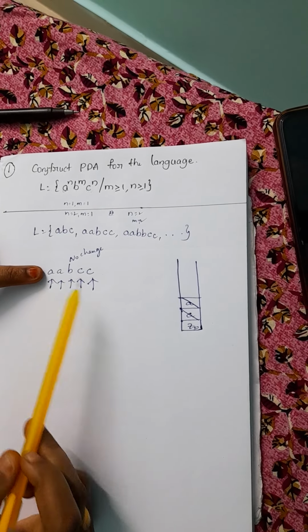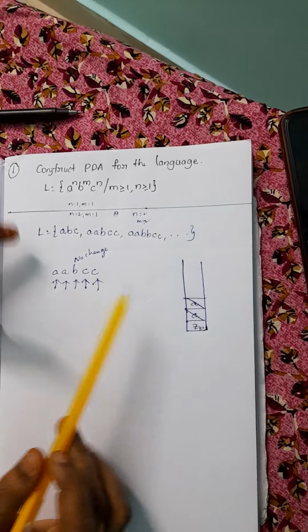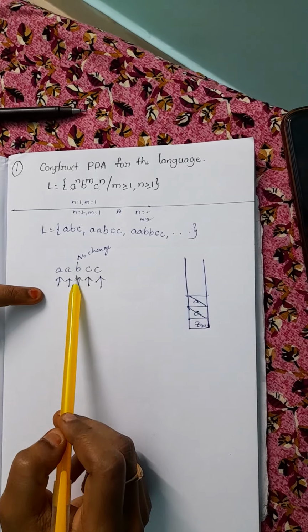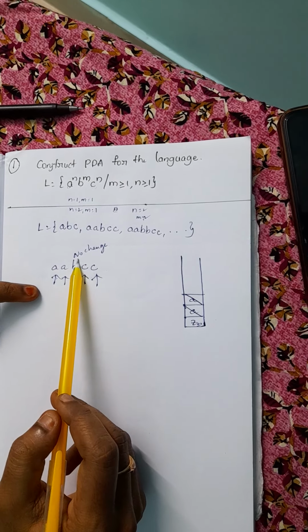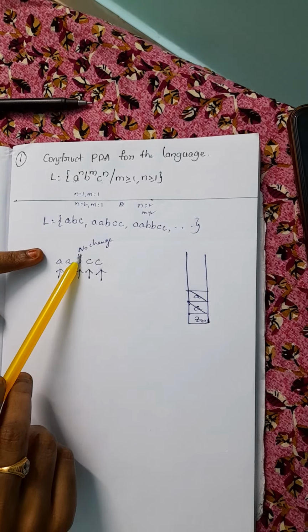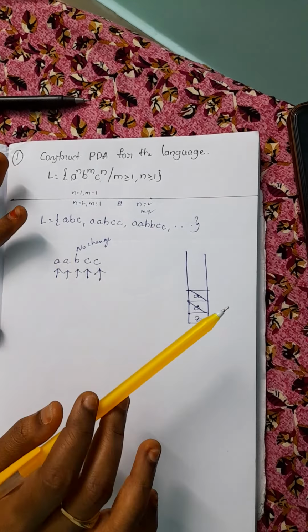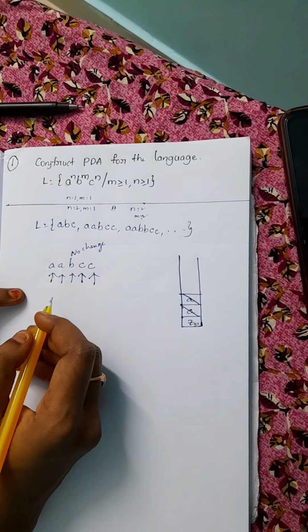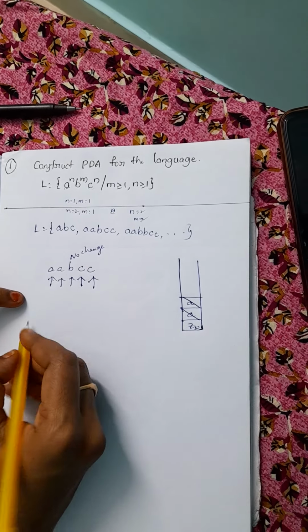While we are reading A, we push. While we are reading C, we pop. And in the middle, if you have the B symbol, it is a no change condition. Even if you take 2 B's, take it as a no change condition. You already know how to write the transition functions.